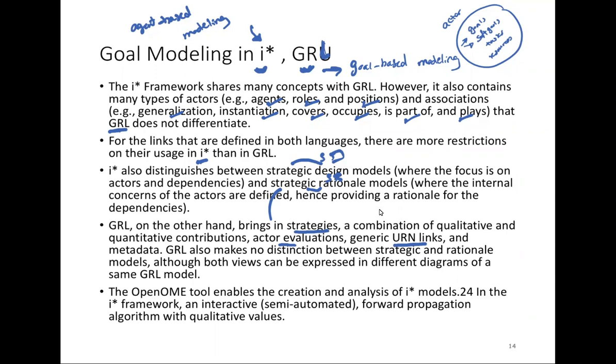What we know about the GRL is that it makes no distinction between strategic and rational models. Both are considered the same, although both views could be expressed in different diagrams of the same GRL model.